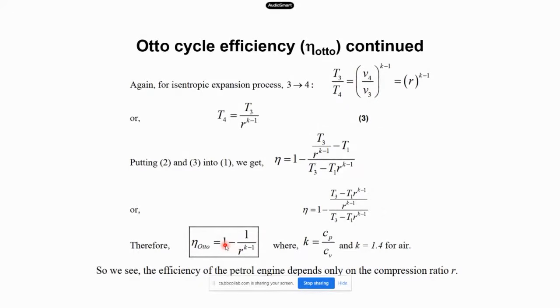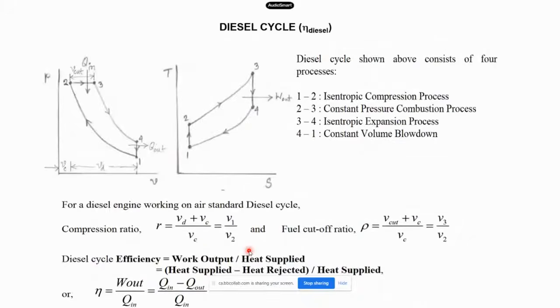So this is the theoretical efficiency of an Otto cycle, where gamma is, where K, I use gamma, not K, but the textbook uses K. It's up to you. I don't care which one you use. You can either use gamma or you can use K. It's up to you. The second cycle is the diesel cycle.